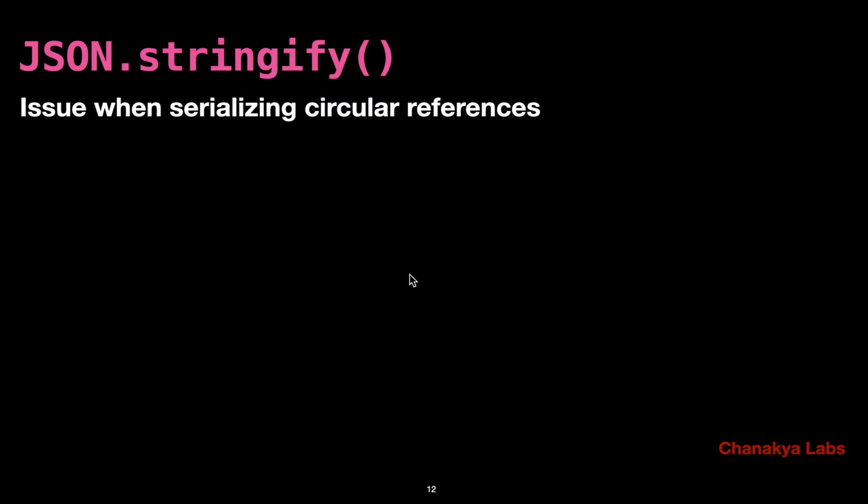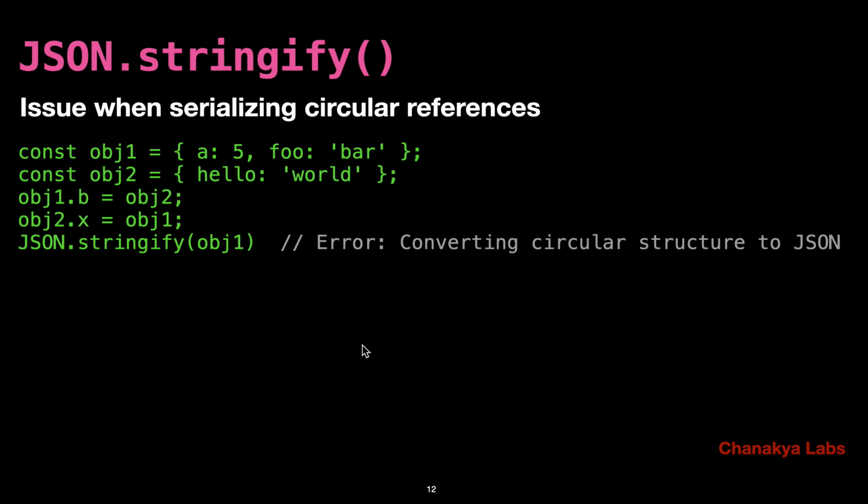Okay, one thing is about serializing references. So what happens sometimes is that in JavaScript objects there can be circular references. What do I mean by circular references?